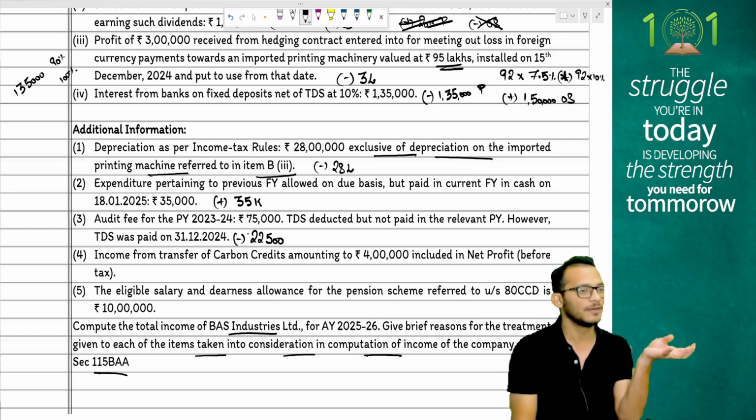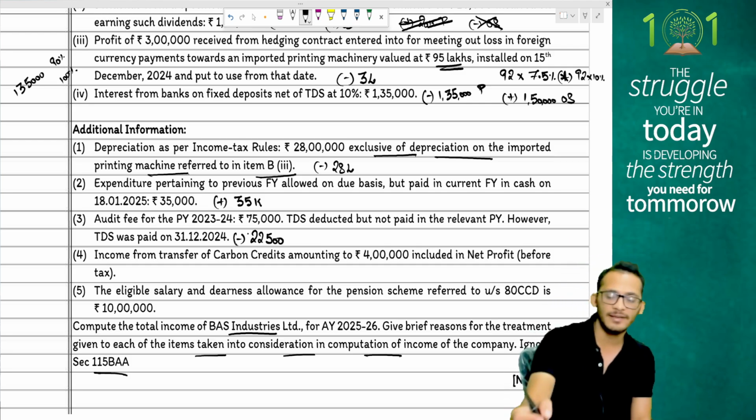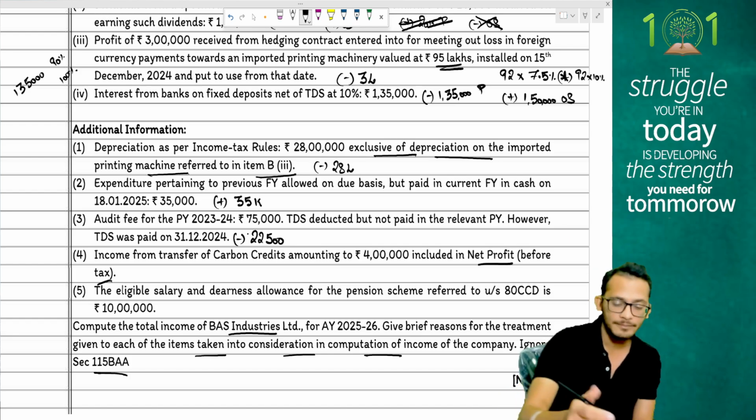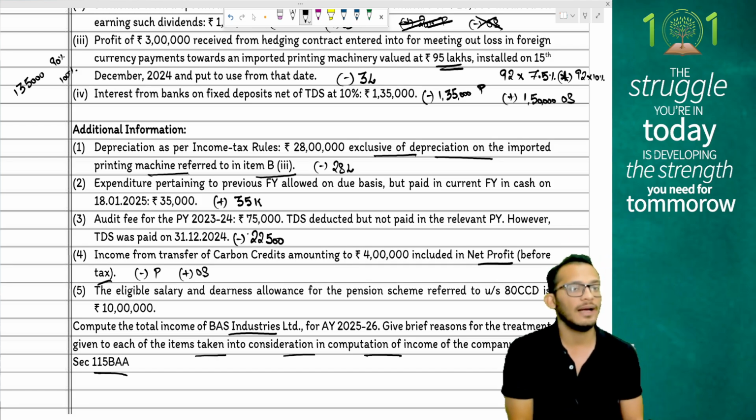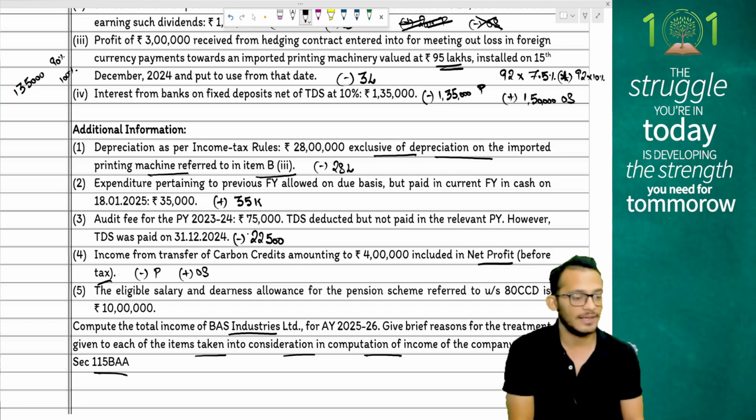In inter, they'll only keep giving you disallowance of TDS. In finals, they'll give you allowance of TDS. Extra ulta. Yes, extra benefits for you. Next, income from transfer of carbon credits of 4 lakh rupees is included in net profit before tax. So this is a part of P&L. I will minus from PGBP, add to other sources so that I can tax it at 115 BBG.